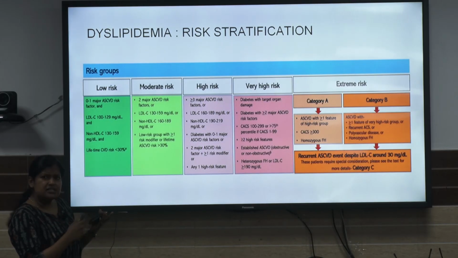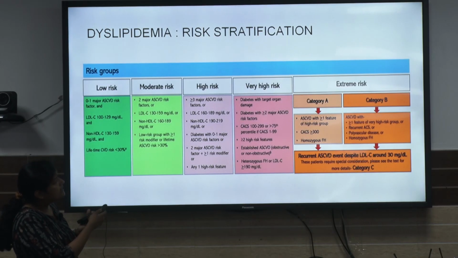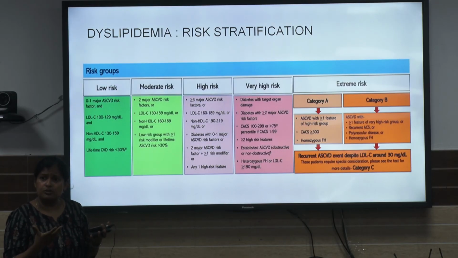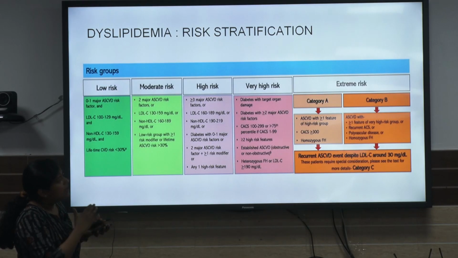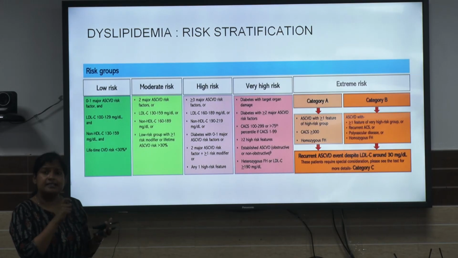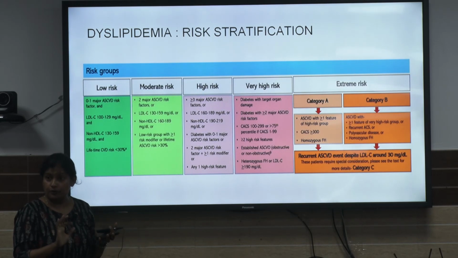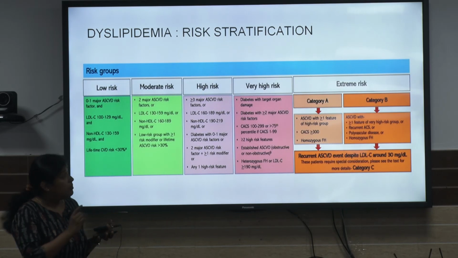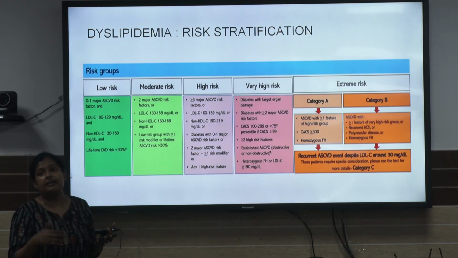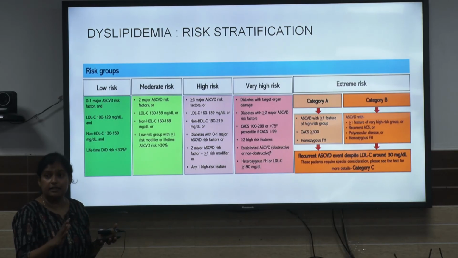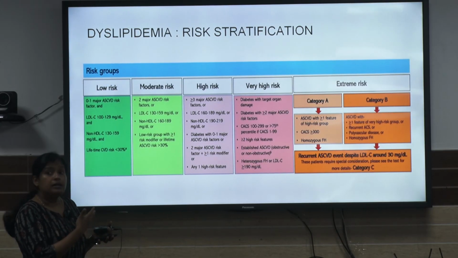So in the extreme risk, what I want to highlight is that there is category A and category B. In category A, they are taking the coronary calcium scores also, which is more than 300. Category B, exactly the same thing, high risk with polyvascular disease. What is category C? This category C is important. It is those people who are on lifestyle intervention, maximum possible dose of statins, and on treatment, but with an LDL value less than 30 but still having recurrent ACVDs. Despite all proper treatments and the LDL value less than 30 as target, still they are having repeated episodes of ACVDs, then they are termed to be category C.